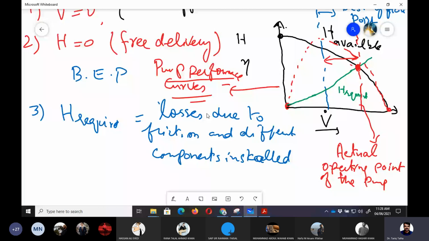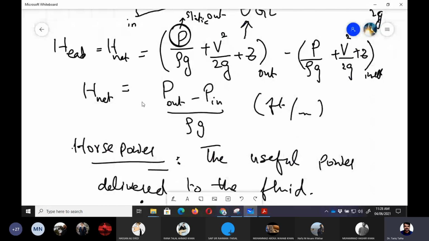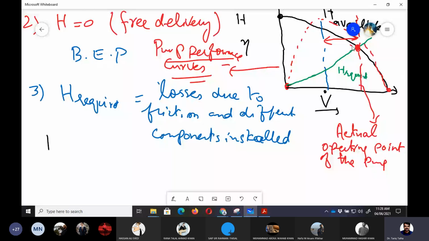H available, we can always get it from the Bernoulli equation, as I showed here at the start. And the last thing is that we need to make sure that the actual operating point of the pump is on the right hand side, so that the minimum volume flow rate requirement is achieved. If there is any question, you can ask me now. Otherwise, we will take it from here in the next class.